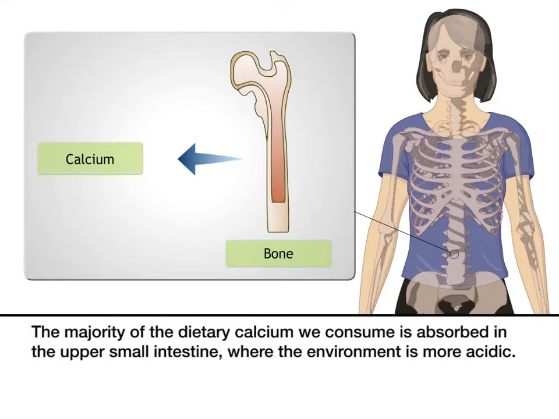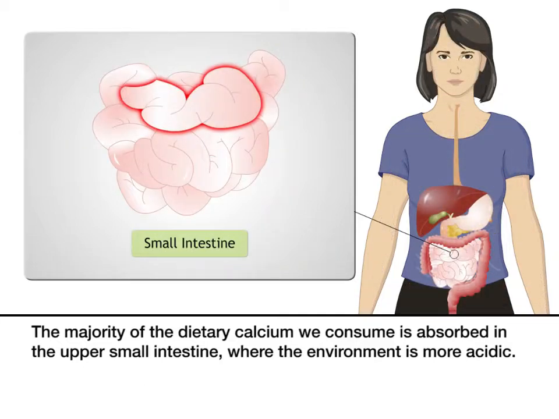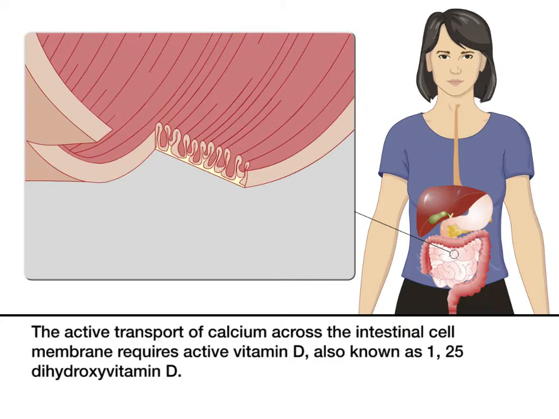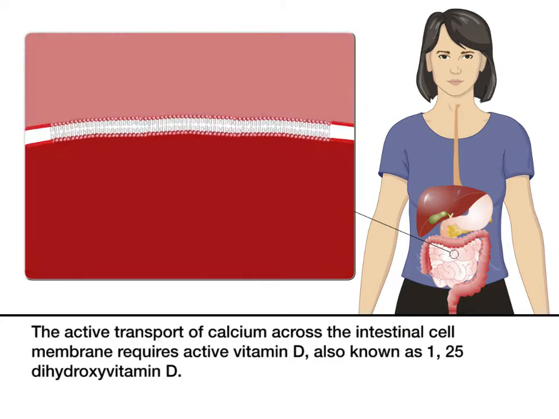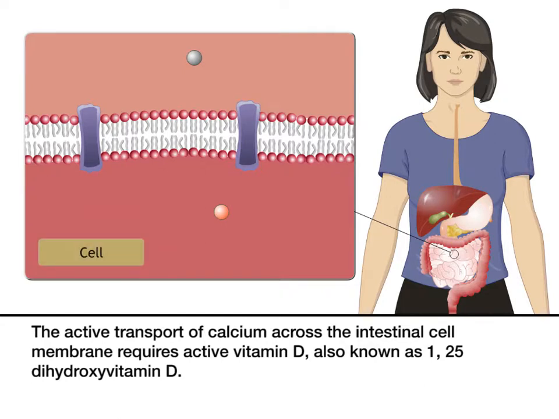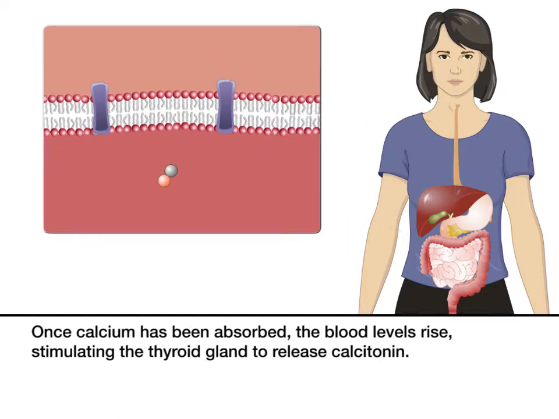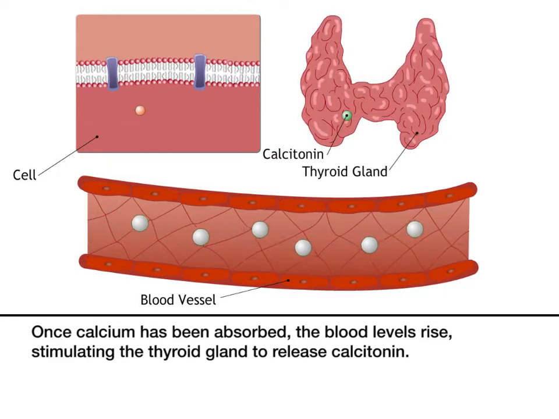The majority of the dietary calcium we consume is absorbed in the upper small intestine, where the environment is more acidic. The active transport of calcium across the intestinal cell membrane requires active vitamin D, also known as 1,25-dihydroxyvitamin D. Once calcium has been absorbed, the blood levels rise, stimulating the thyroid gland to release calcitonin.